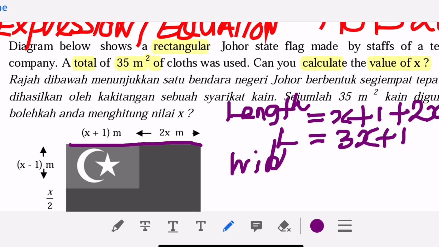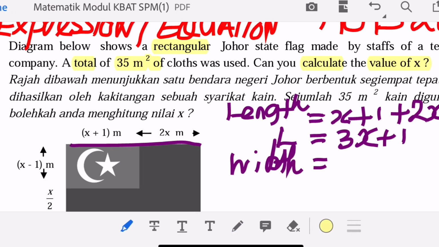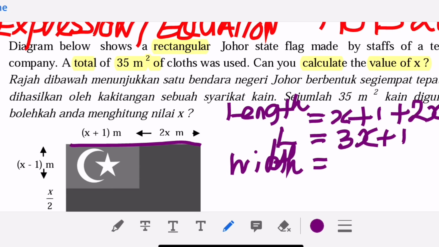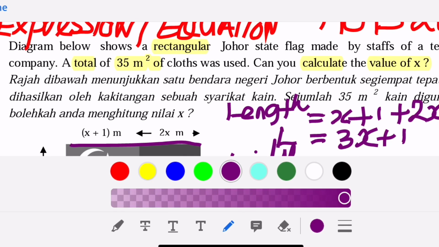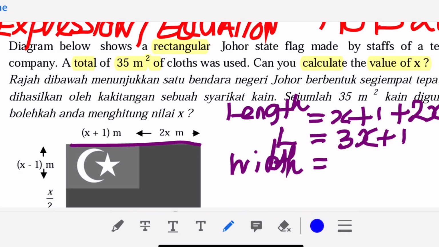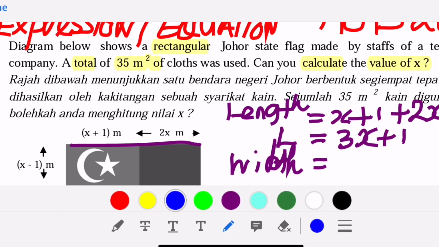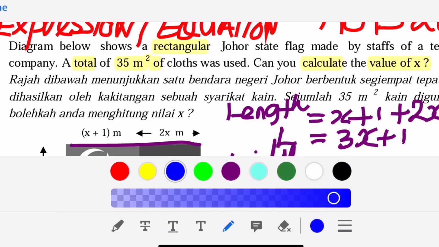So the width is equal to x minus 1, right? That is the part that you need to add with the x over 2. Okay, so you jot down the width. Copy it. I'm waiting for you to copy, so I know you're copying. So x minus 1 plus x over 2.